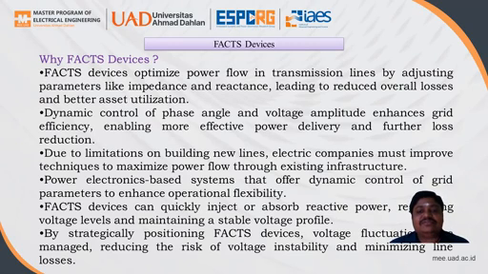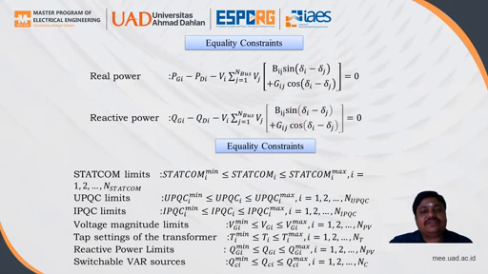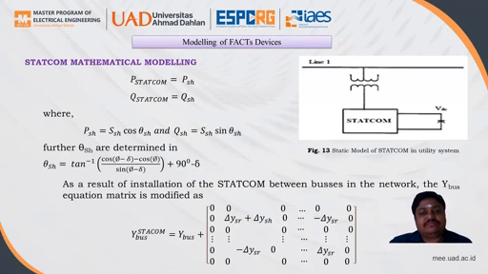Power electronics based systems offer dynamic control of grid parameters, enhancing operational flexibility. FACTS devices can quickly inject or absorb reactive power, regulate voltage levels, and maintain a suitable voltage profile. So these are the objective functions including the FACTS devices. So these are the equality constraints and inequality constraints.